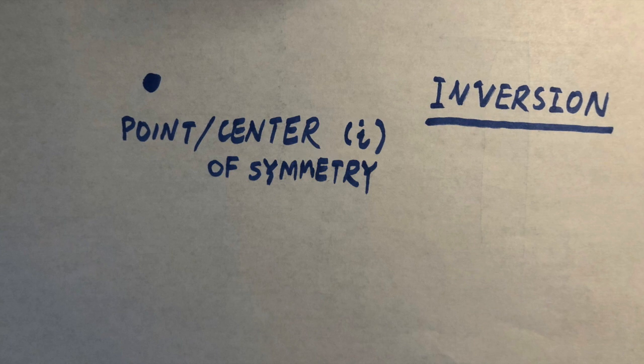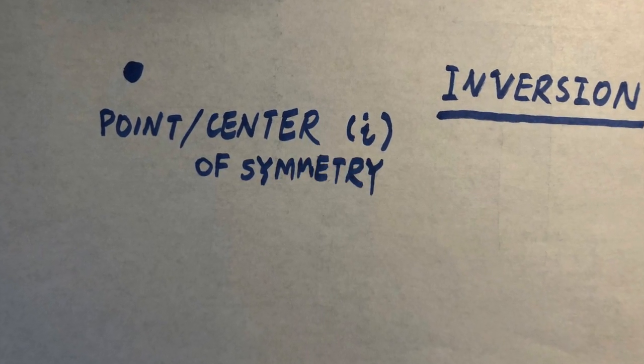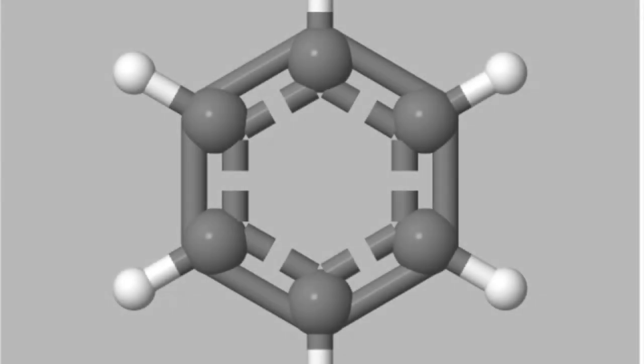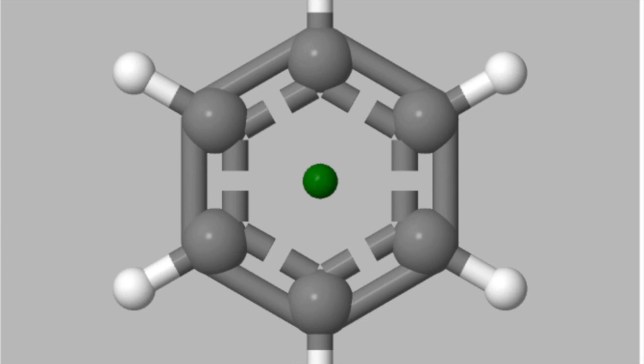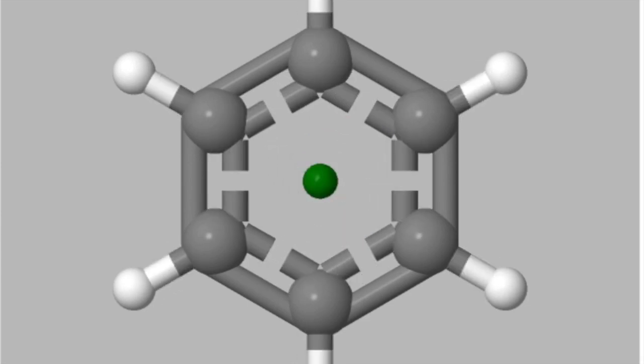The second symmetry element is a center of symmetry, which is associated with the operation inversion. To visualize inversion, let's look at a benzene molecule. In a benzene molecule, we can see that there is a center of symmetry. If we swap places of the carbons and the hydrogens across the center, each individual carbon and hydrogen, the molecule remains unchanged.